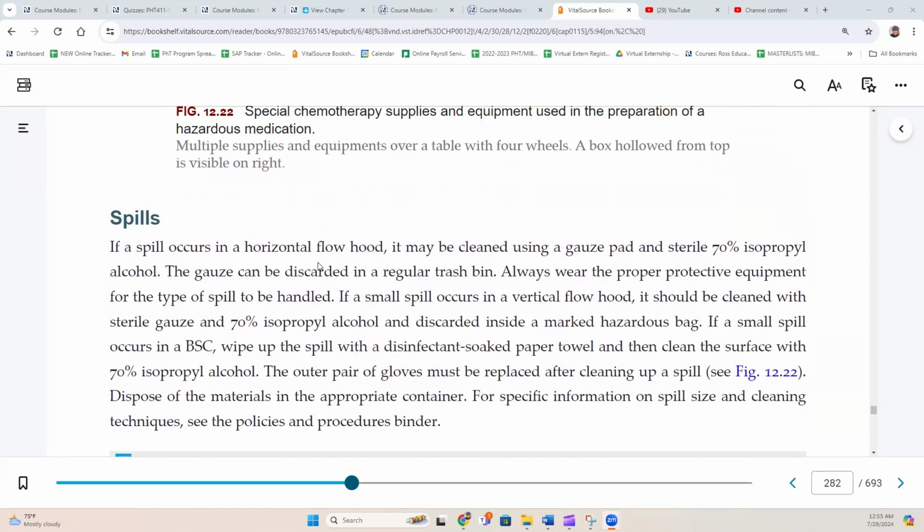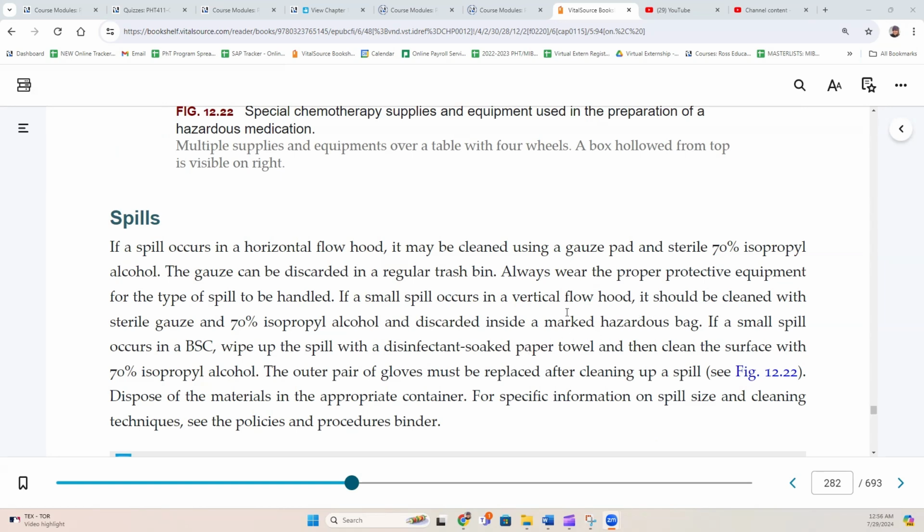If a spill occurs in a horizontal flow hood, it may be cleaned using a gauze pad and sterile 70% isopropyl alcohol. The gauze can be discarded in a regular trash bin. Always wear the proper protective equipment for the type of spill to be handled. If a small spill occurs in a vertical flow hood, it should be cleaned with sterile gauze and 70% isopropyl alcohol and discarded inside a marked hazardous bag.